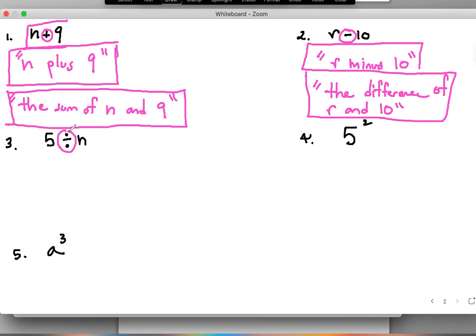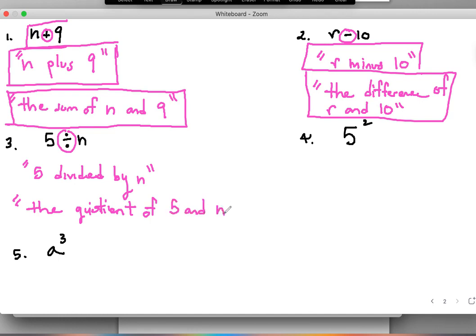Okay, now this one. Division. We need some word. We could just say 5 divided by n. And that's perfectly fine. Or we could say the quotient, just to illustrate that word quotient, right? The quotient of 5 and n. And again, both of these are correct for this one.